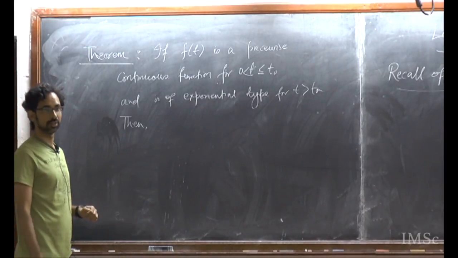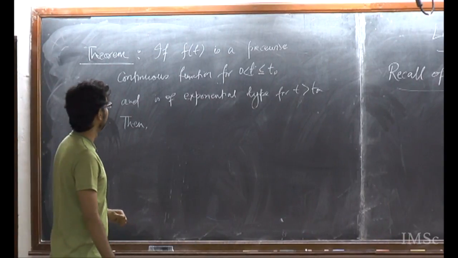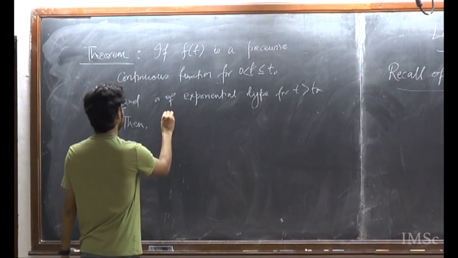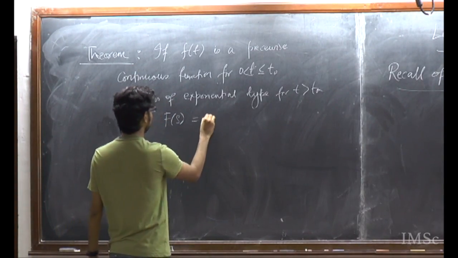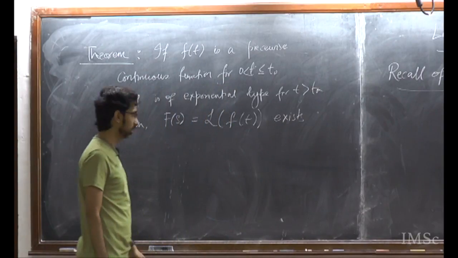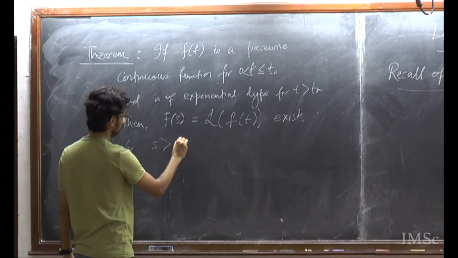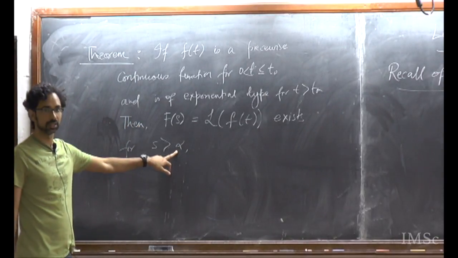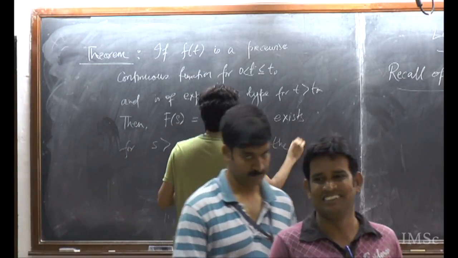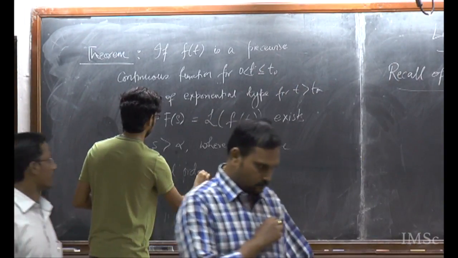What was the conclusion? Where is the hypothesis? Exists. Exactly. So then F(s), which is given by the Laplace transform of f(t), exists for which region? s greater than alpha. And what was this alpha? This is the exponential order, right? Alpha is the exponential order of f.